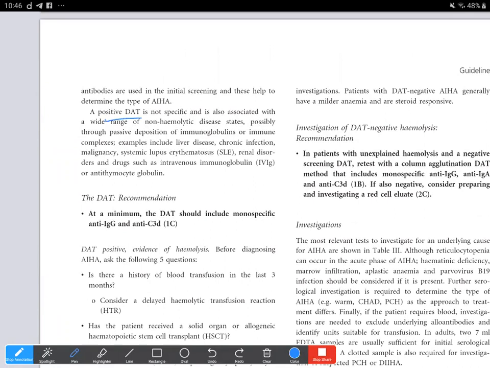The false positive DATs would be because it is not specific for hemolysis; it can also be positive in a lot of diseases that we went across. That is liver disease, renal disease, chronic infections, malignant and inflammatory disorders, or autoimmune disorders like SLE, and even intravenous drugs like intravenous immunoglobulin and anti-thymocyte globulin. All these can lead to a positive DAT, and a negative DAT can also be there.